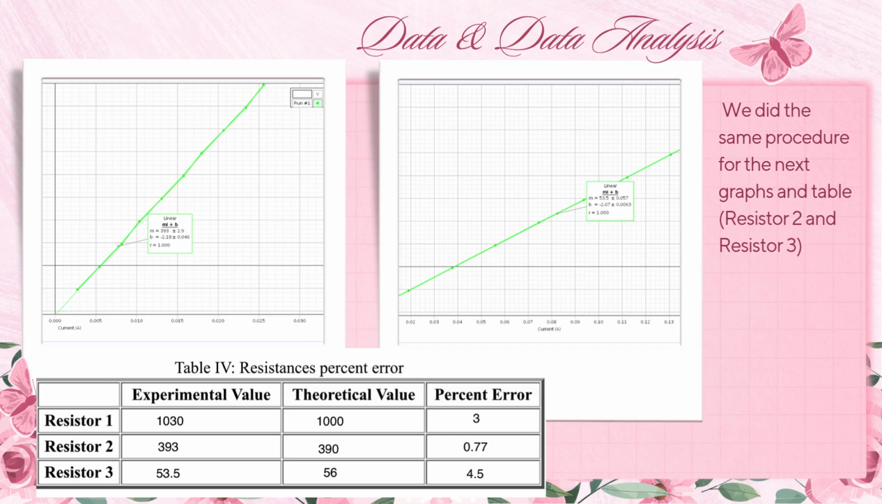So we did the same procedure for the next graphs and tables for resistors 2 and 3. For resistor 2, we found it to be 390, and for resistor 3, it was 56 for a theoretical value.